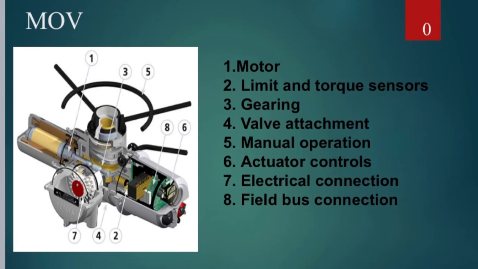MOV. The motor operated valve has motor, limit and torque sensors, gearing, valve attachment, manual operation, actuator controls, electrical connection, field bus connection.